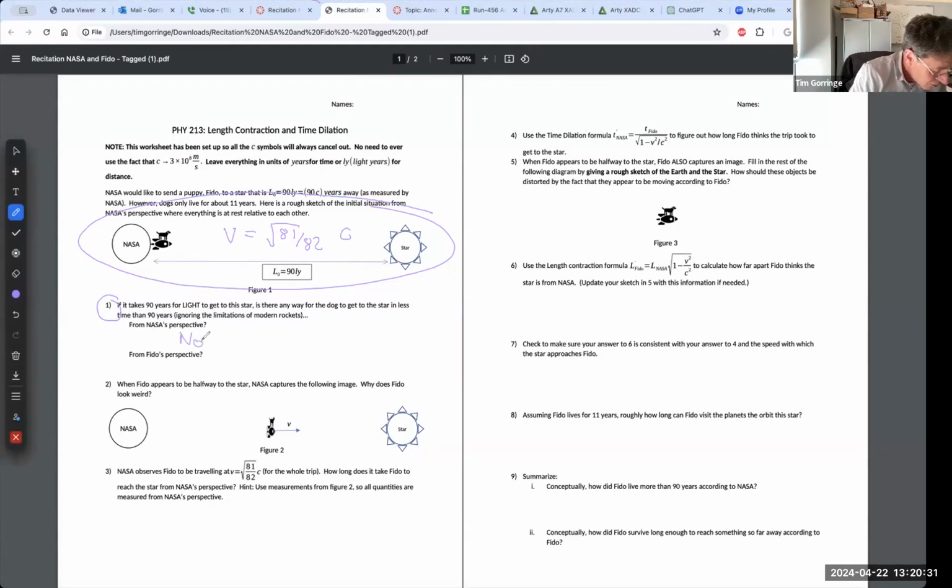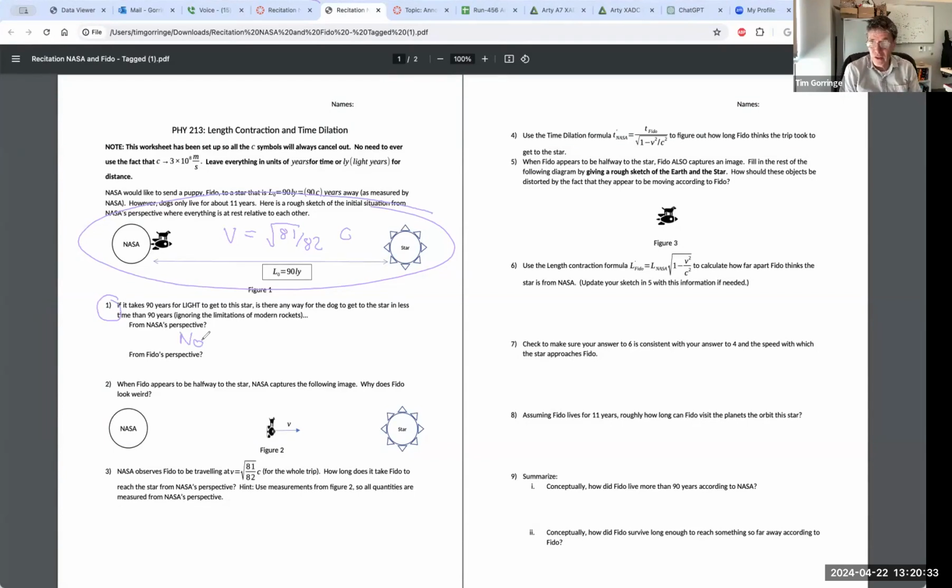You can't go faster than the speed of light, so the maximum speed that an object can travel from the star to Earth or Earth to star is the speed of light. If that takes 90 years, then from the Earth-star perspective, you can't get from the star to the Earth or the Earth to star any faster than that.